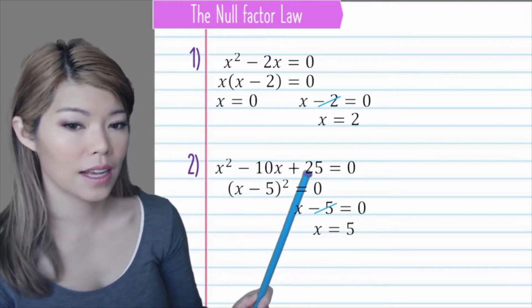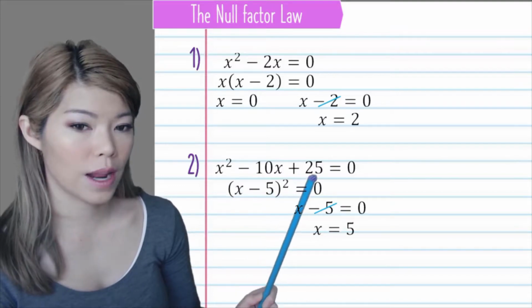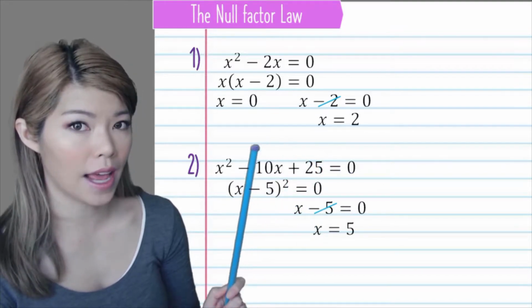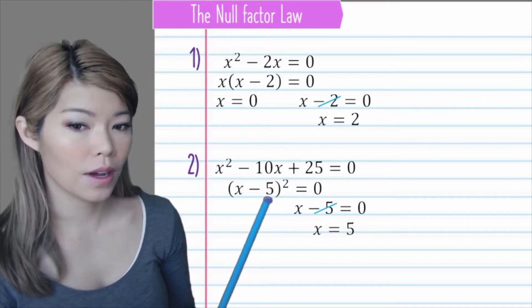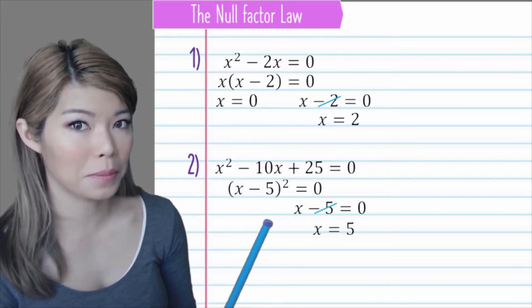If you don't recognize that this is a perfect square and you wrote down two brackets and you thought of numbers that multiply to give you 25 and add to negative 10, you will still get minus 5 and minus 5, and then you'll realize that it is a perfect square.